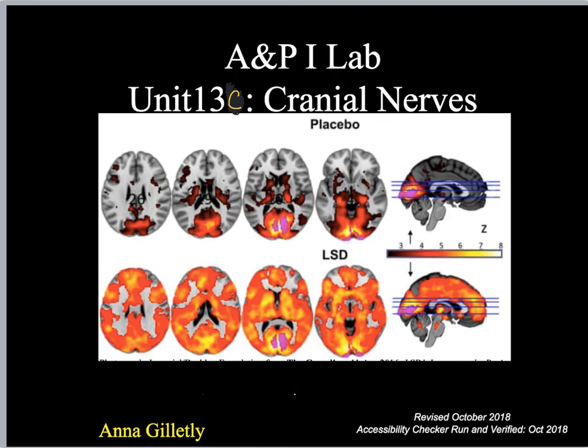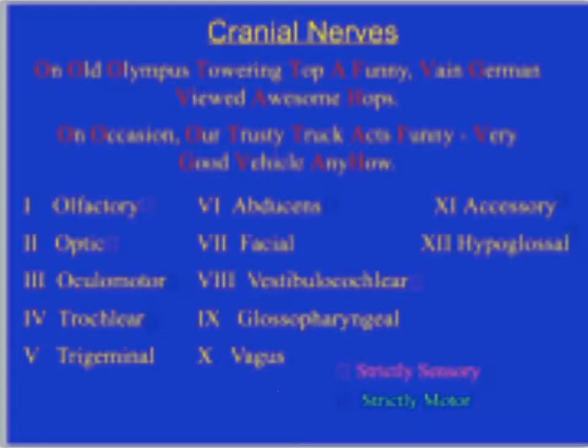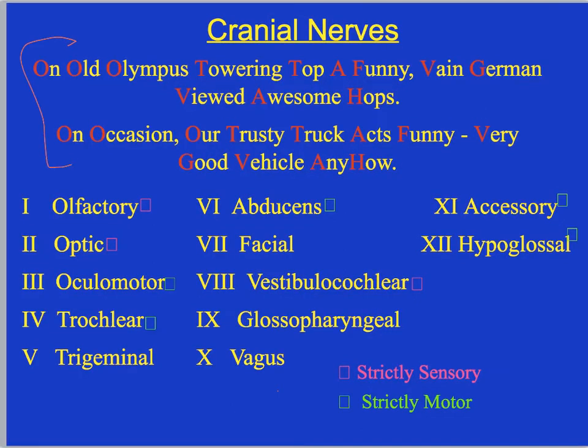So I'm Anna Galetli, and we are starting part C of Unit 3, and we're going to focus in on the cranial nerves now. All right, on this slide, I have given you two mnemonic devices to help you remember the cranial nerves.